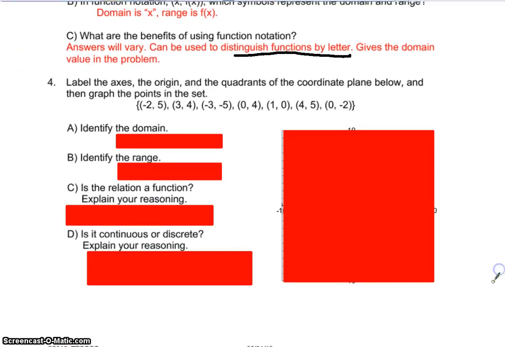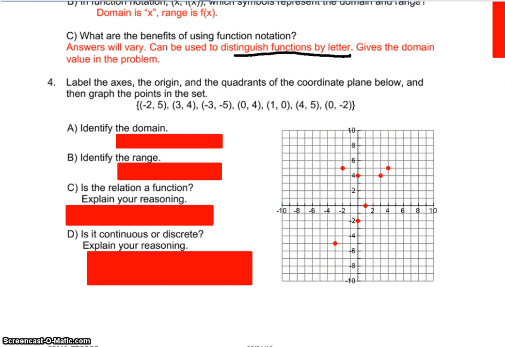All right, number 4, label the axes, the origin, and the quadrants of the coordinate plane below, and then graph the points in the set. So what you should do is fix your graph so that it looks something like this. So take a minute, label things, plot your points.